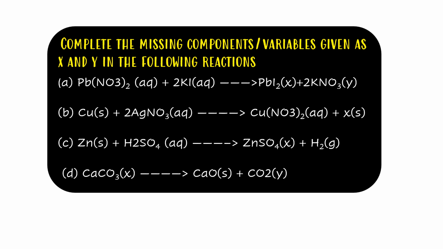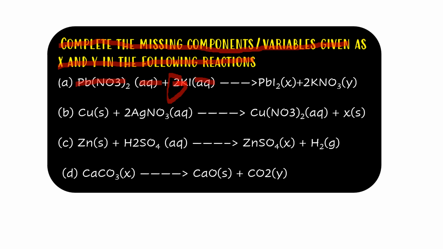So, this is our first question in which we come to know about completing the missing components and variables given as x and y in the following reaction. The first reaction says Pb(NO3)2, which is in aqueous form, then 2KI, that for balancing we have applied a 2 in this place, KI, which is also in aqueous form.